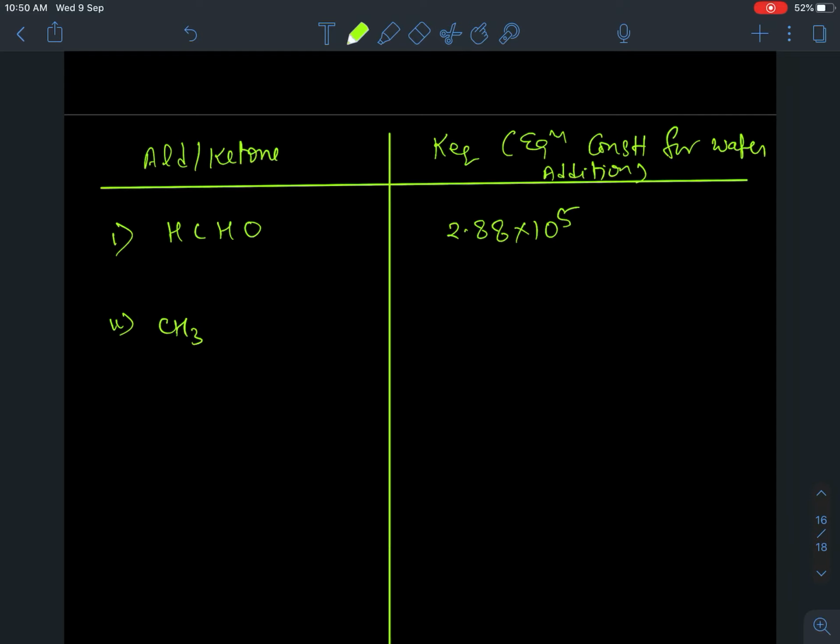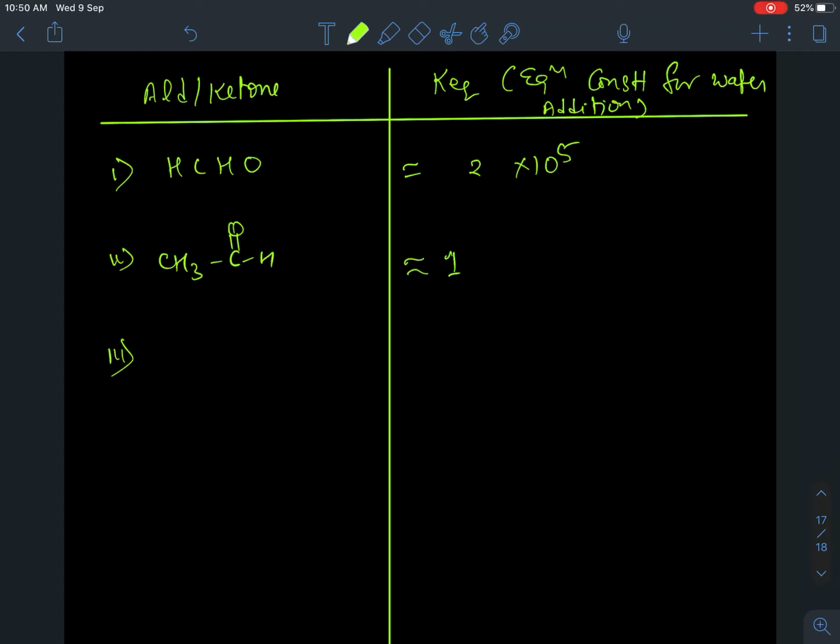With CH3, just one CH3 replacement on this decreases it to close to 1. This is an approximate value I'll say. So this value is close to 1. You can see how drastically the equilibrium constant decreases. And when you take acetone instead, just look at this value. This value has decreased to approximately 10 to the power minus 3. You can imagine.